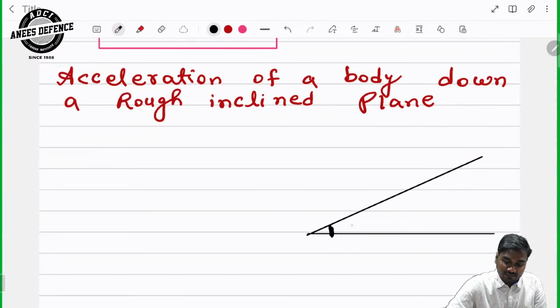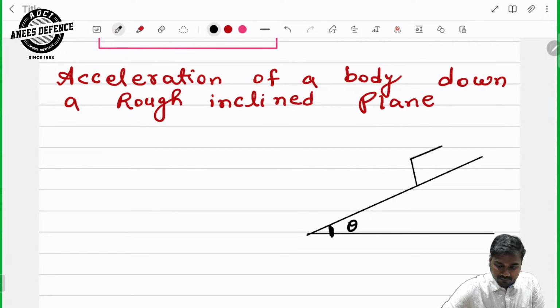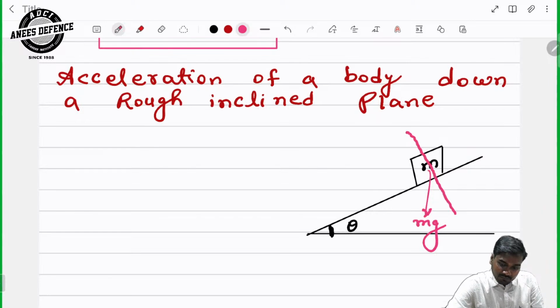The angle is theta. Consider an object of mass m placed on that inclined plane. The force mg will act on that object in the vertically downward direction. A normal reaction will act perpendicular to the inclined plane, in this direction.